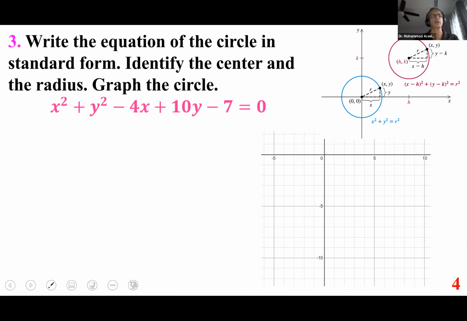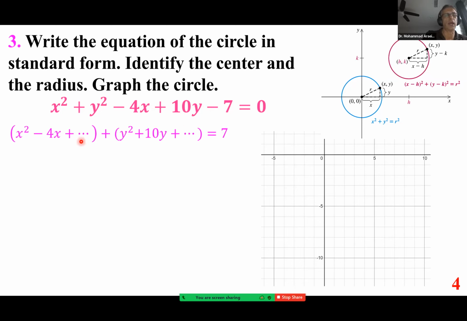Write the equation of a circle in standard form, identify the center and the radius, and graph the circle. So we want to go from here to here. To do so, we use completing the square, which means we're going to put these two together, and the constant moves to the right. Now, what do we need to add here? Let me remind you that this is B. You're going to divide by 2. This becomes -2. You're going to square it, and therefore you add 4.